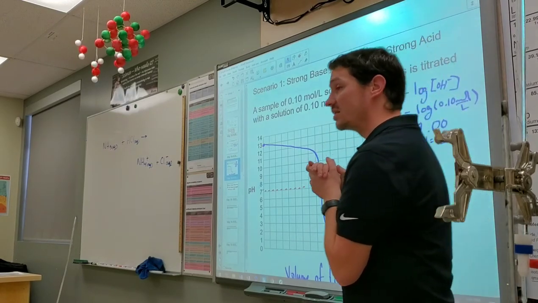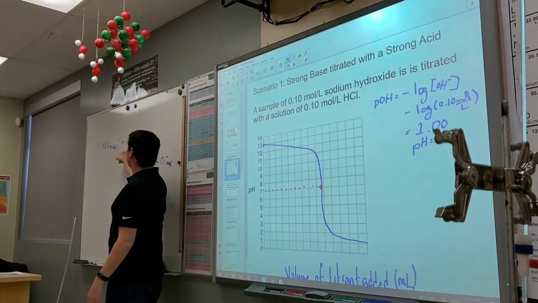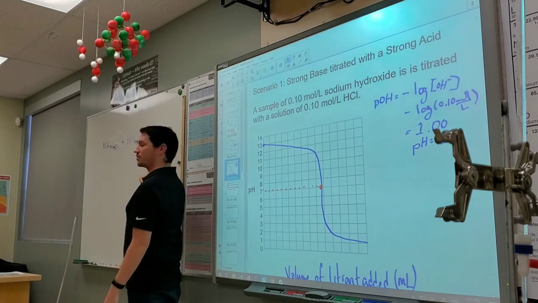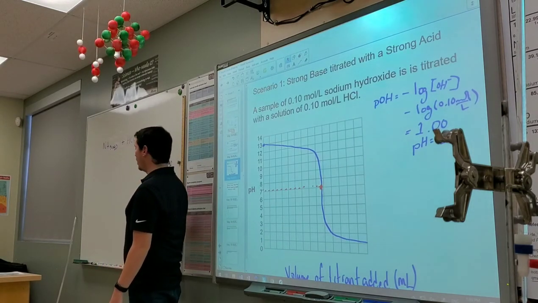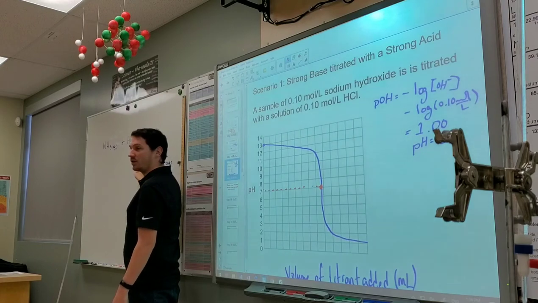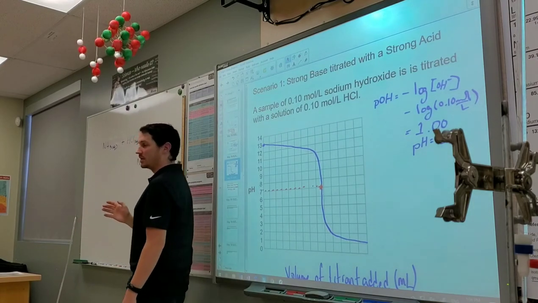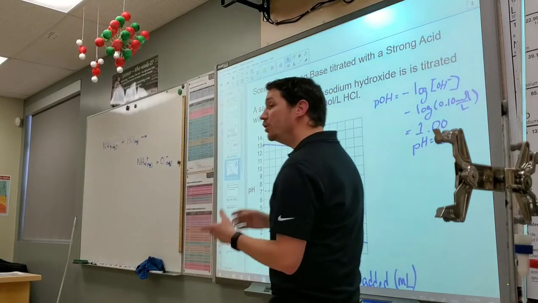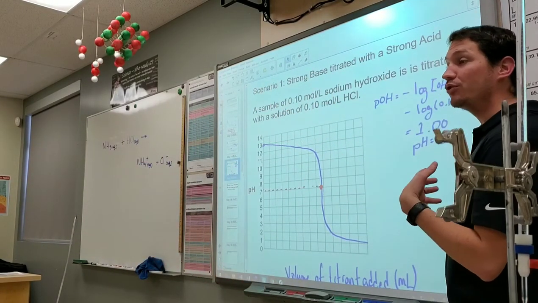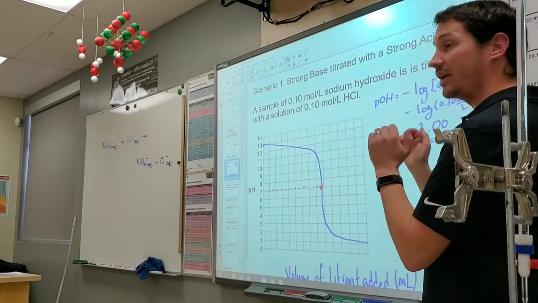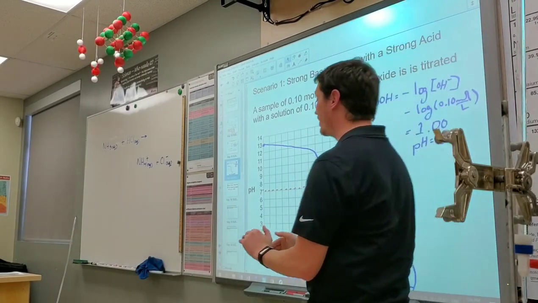Does that make sense? When this reaction was done, did we only have neutral things in our solution? No, we had an acid left over. That's why the equivalence point was acidic. Does that make sense? So you can predict, if I gave you a reaction, whether or not the equivalence point would be higher or lower than 7.